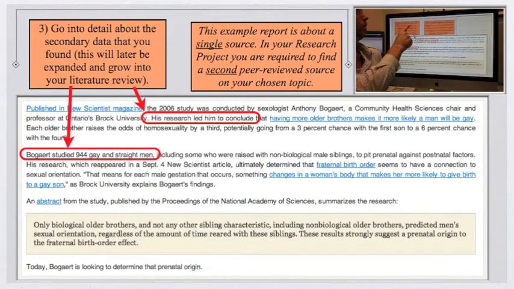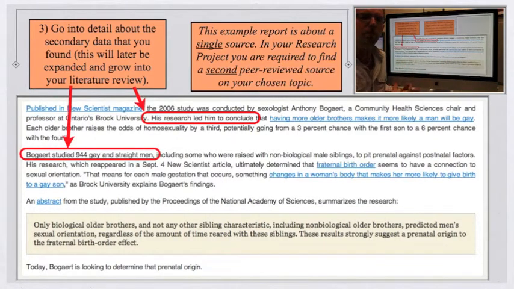Okay, number 3, go into detail about the secondary data that you found. This will later be expanded and grow into your literature review. Okay, so read through the story. See if it gives you enough meat to sink your teeth into. Here it says, his research led him to conclude. Okay, we have a conclusion from this researcher. Bogert studied 944 gay and straight men, including some who were raised by non-biological male siblings. Raised with non-biological. So this example report that I'm giving here is one single source.